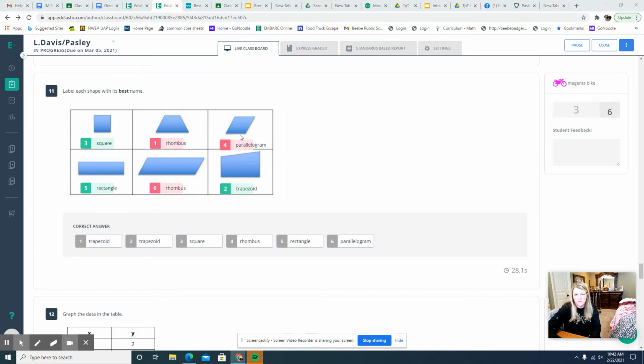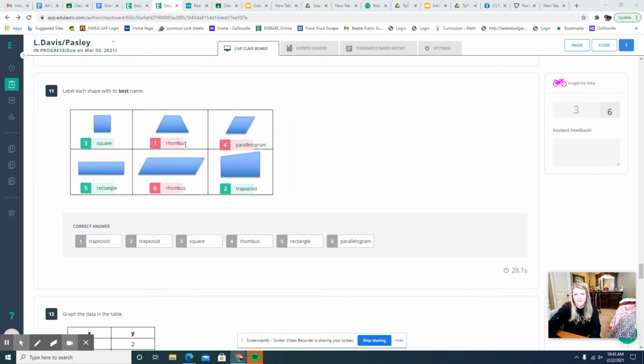But this one should have been a rhombus. All the sides are the same length, and so that makes this one a rhombus. And then here, this one should have been a parallelogram, where the opposite sides are parallel, so they'll run side by side and never intersect. So this one should have been a parallelogram, and then this one should have been a trapezoid. These are different types of trapezoids, but both are trapezoids because they have at least one set of parallel sides.